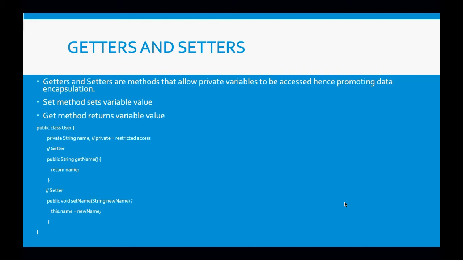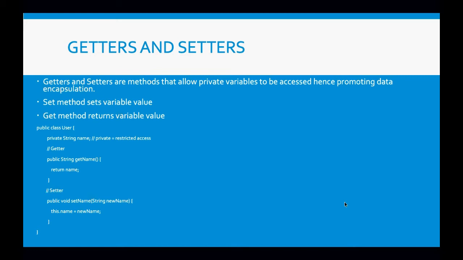So we're going to move on to getters and setters. Getters and setters are called methods. So it's the get method and the set method. Usually in code, you wouldn't want to make all your variables public because of data security and different things that can happen.